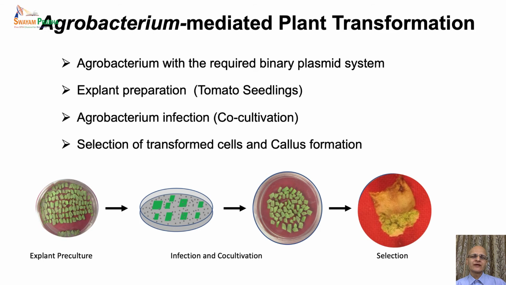If we zoom in on this particular selection plate, we can see the development of calli on the cut end of the cotyledons. These are healthy calli growing on the antibiotic selection media. Whereas in this other part of the cotyledons, the tissue is turning dark or creamish, slowly losing its green color, and is not growing. These are the untransformed cells or tissues that are dying on the antibiotic selection media.